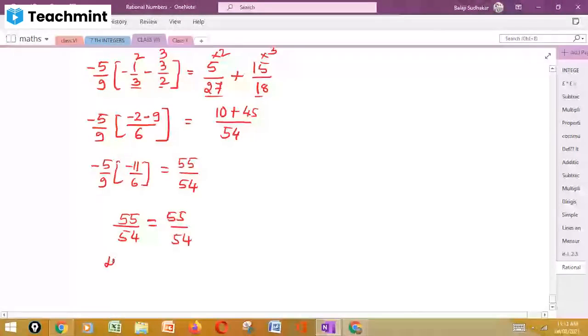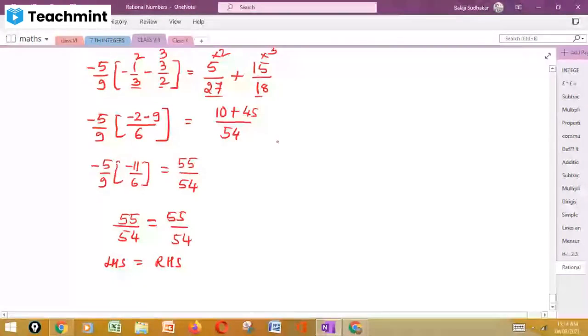LHS is equal to RHS. So you know that in these two cases we get the same answer. That means LHS is equal to RHS. So can we write directly the statement for this one? No, sir. What is the statement?